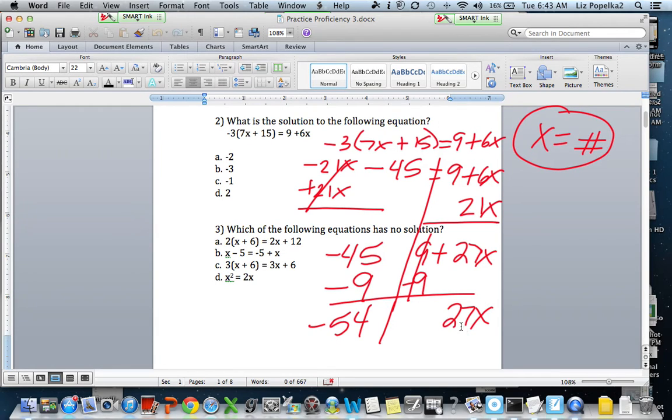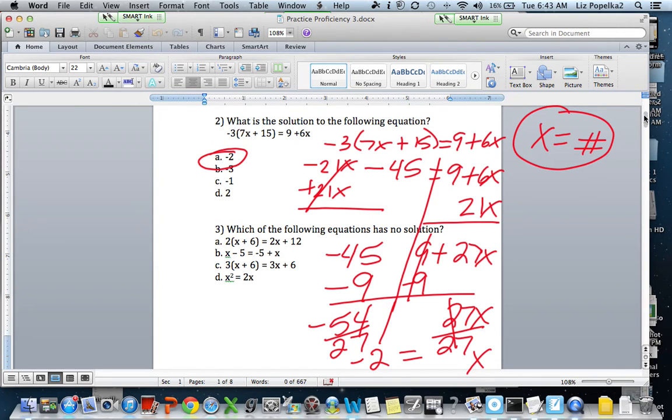Remember, when anything is sitting next to the x, that means multiplication. To cancel out that multiplication, I'm going to divide by 27, which will cancel and leave me with an x. I divided this side by 27, so I'm going to divide that side by 27. Negative 54 divided by 27 is a negative 2. So my answer should have been A, negative 2.